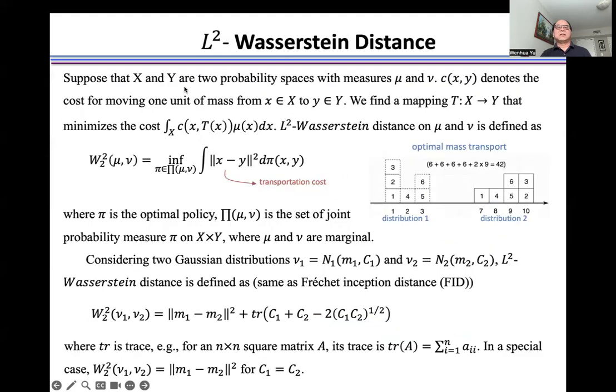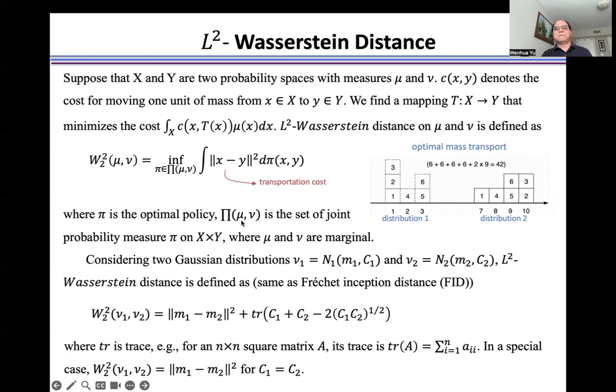Suppose that X and Y are two probability spaces with measures mu and nu. C denotes the cost of moving one unit of mass from X to Y. And we find a mapping T from X to Y that minimizes the cost of this integral. L2 Wasserstein distance on mu and nu is defined as the infimum of this integral, where pi is the optimal policy.